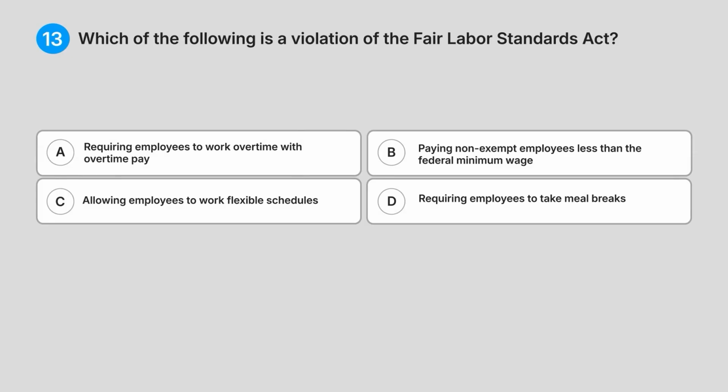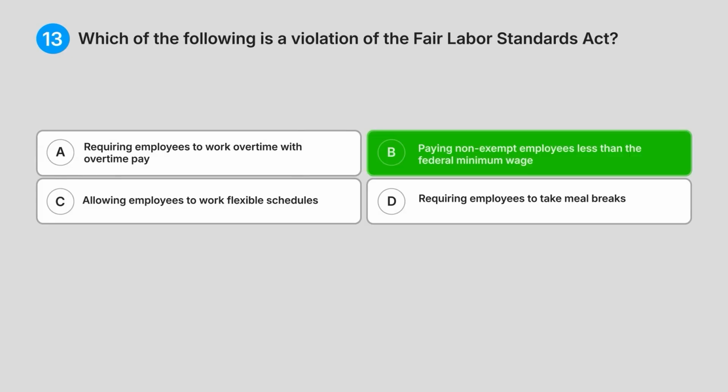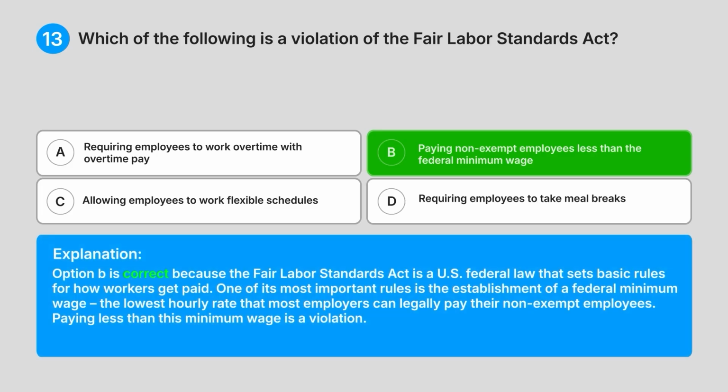Correct answer, B. Paying non-exempt employees less than the federal minimum wage. Explanation. Option B is correct because the Fair Labor Standards Act is a US federal law that sets basic rules for how workers get paid. One of its most important rules is the establishment of a federal minimum wage, the lowest hourly rate that most employers can legally pay their non-exempt employees. Paying less than this minimum wage is a violation.